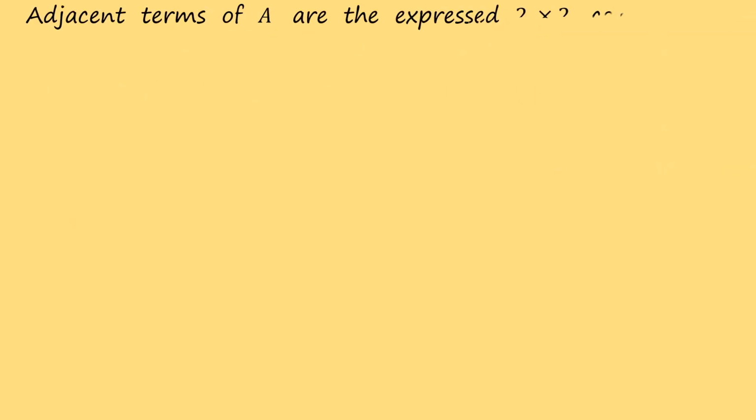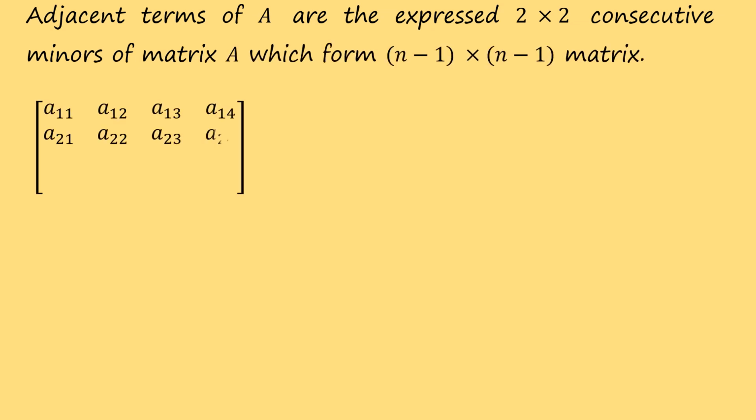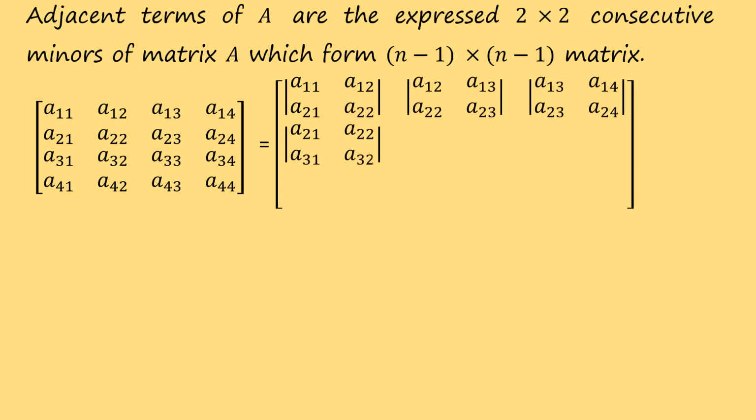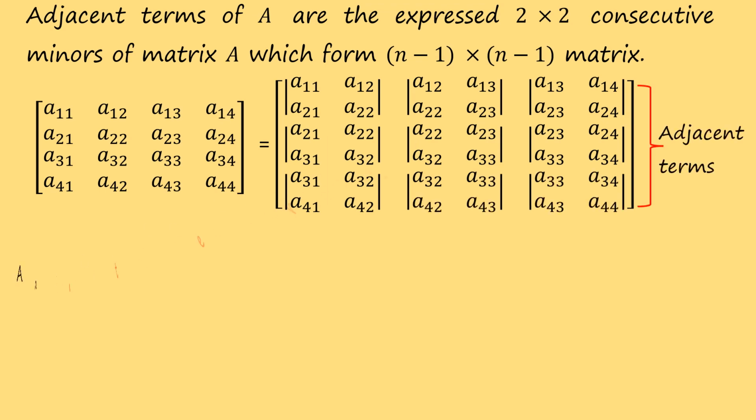Adjacent terms of A are the 2 by 2 consecutive minors of matrix A, which form an n-1 by n-1 matrix. Let's consider this 4 by 4 matrix. We can express this in numerous 2 by 2 minors, and the total 2 by 2 minors we will have here will be 9, and all these 9 2 by 2 minors are referred to as adjacent terms.